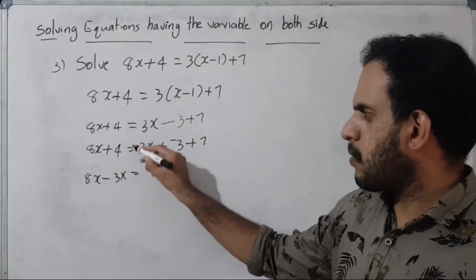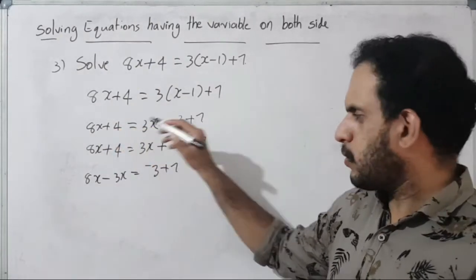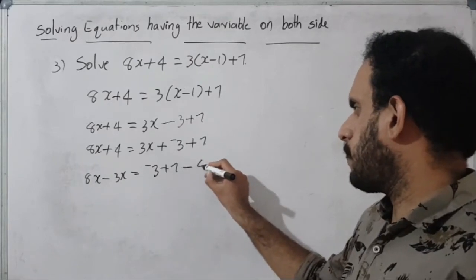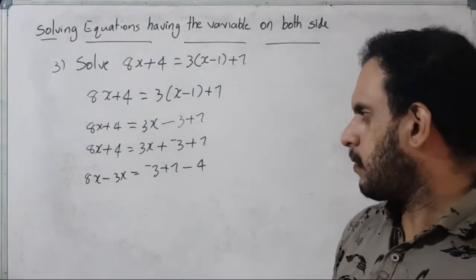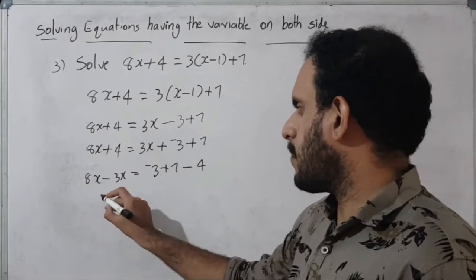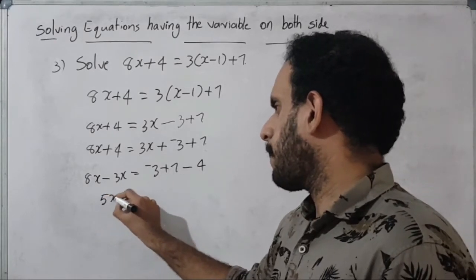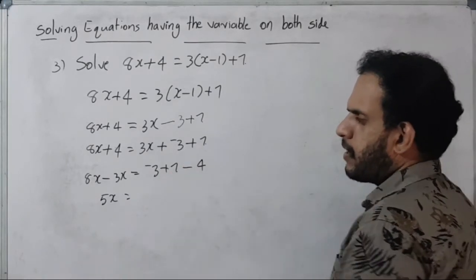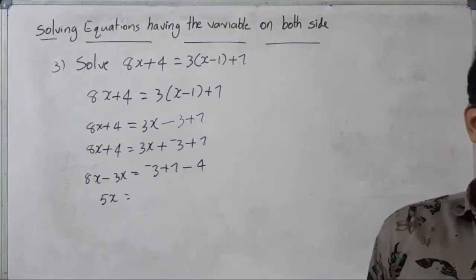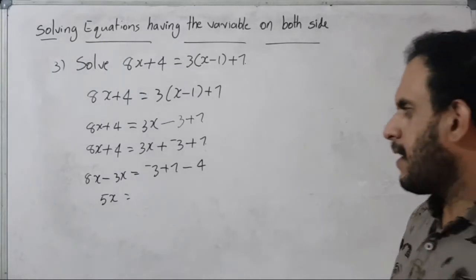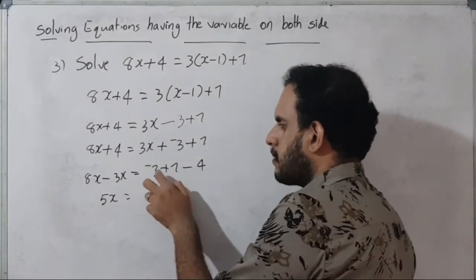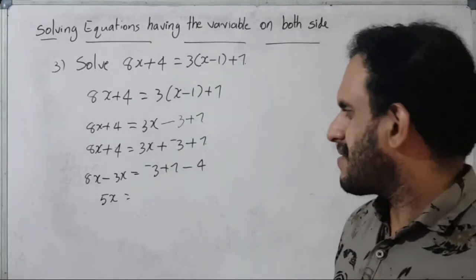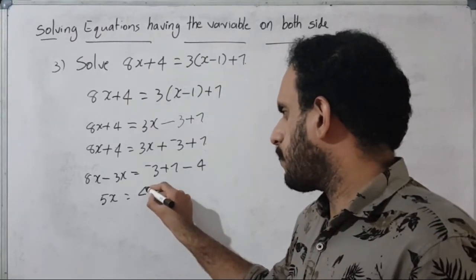Then if we transpose 4 to this side, the RHS, what is the change? Minus 4. Then 8x minus 3x is 5x. Then minus 3 plus 7. What is minus 3 plus 7? They are different signs. Then 7 minus 3. What is 7 minus 3? 7 minus 3 is 4.